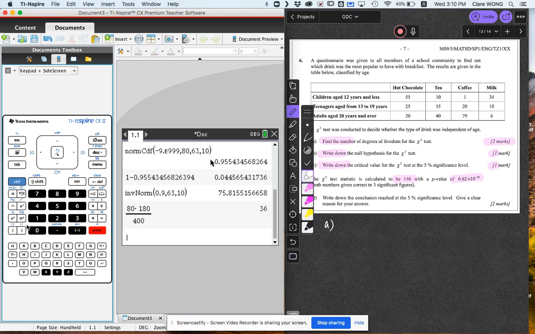Part A, find the number of degrees of freedom. We have number of columns c equal to 4, rows equal to 3. So we can do 4 minus 1 times 3 minus 1 to get 3 times 2, 6. B, write down the null hypothesis. The type of drink is independent of age. So I'm just going to highlight that out, and then you can just change it to is independent of age. And that would be your H naught.